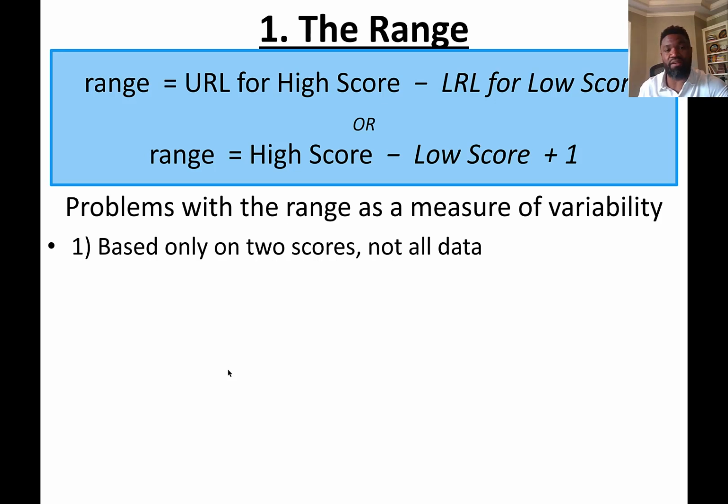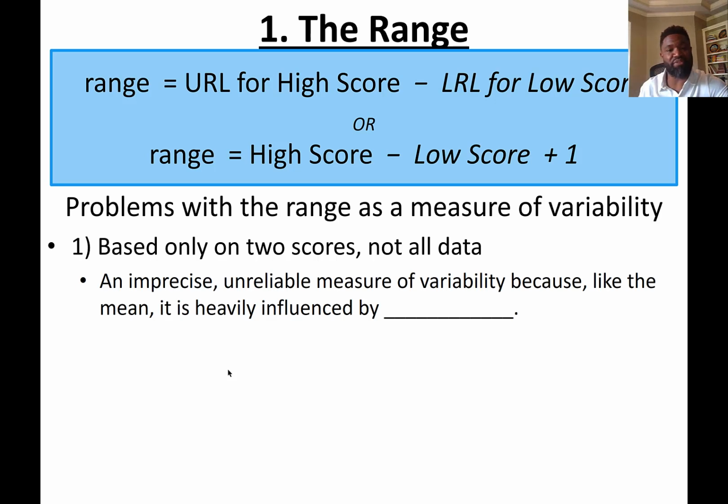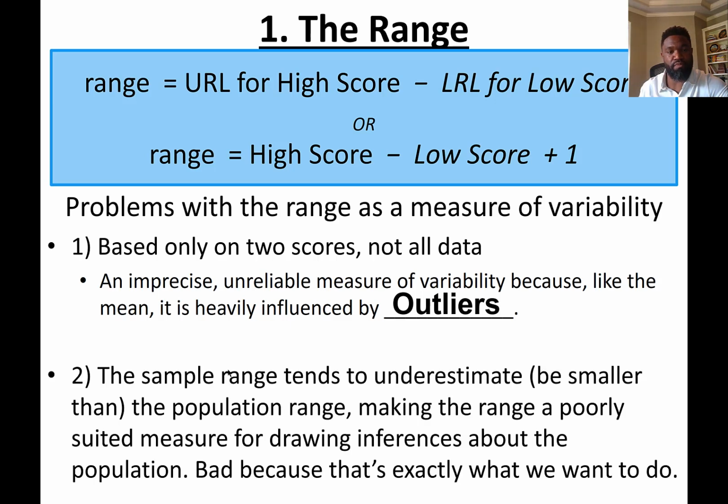And because of that, the biggest problem with it is it's an imprecise measure because like the mean, it ends up being heavily influenced by what? Outliers. There you go. And so we don't like the range when we have good scientific data. It just doesn't really tell us a whole lot compared to these other measures that we'll talk about shortly.